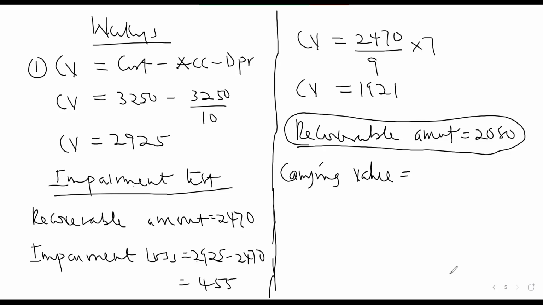$2,925. Would that be, no, if the impairment has not happened, we are now in 2008. If the impairment has not happened, what would have been the carrying value? That would have been 3250, isn't it? 3250 divided by 10 times 7.